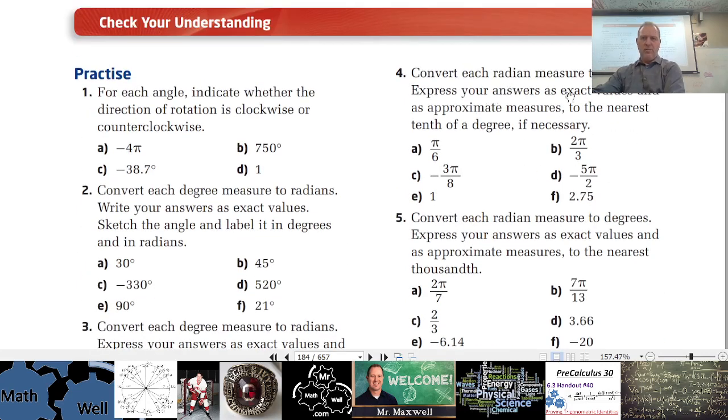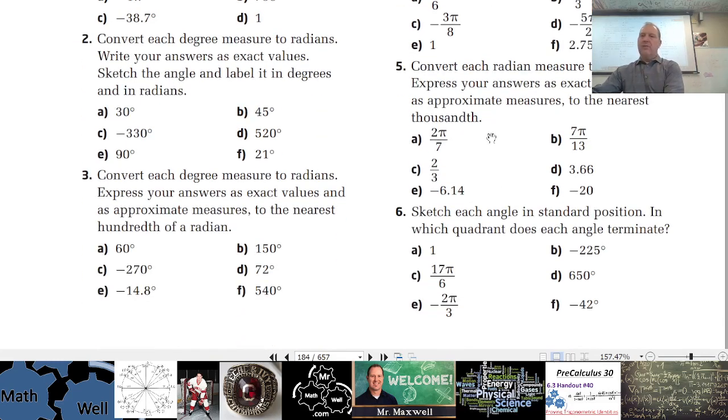No. Convert radians to degrees. So you multiply by 180 over pi. Cross out the pi's, cancel out the pi's. Okay, pies, hungry, make me hungry. And then simplify the fraction, or write as a decimal. It says exact values and approximate. Okay, 5 or 6? Any questions about 5 or 6?